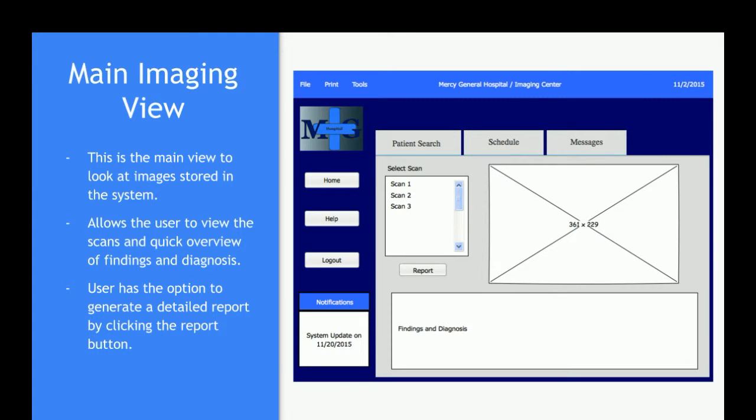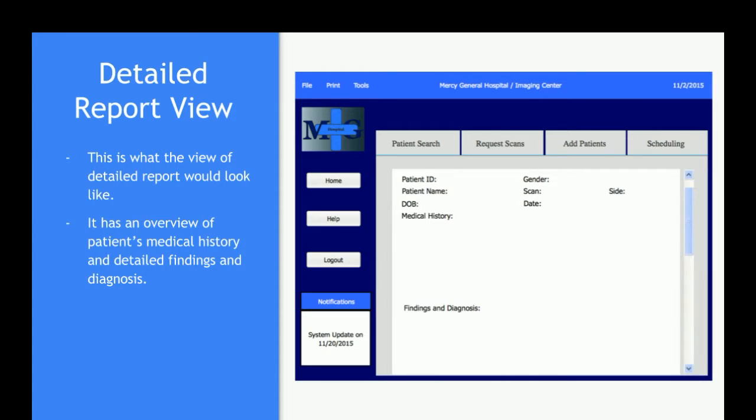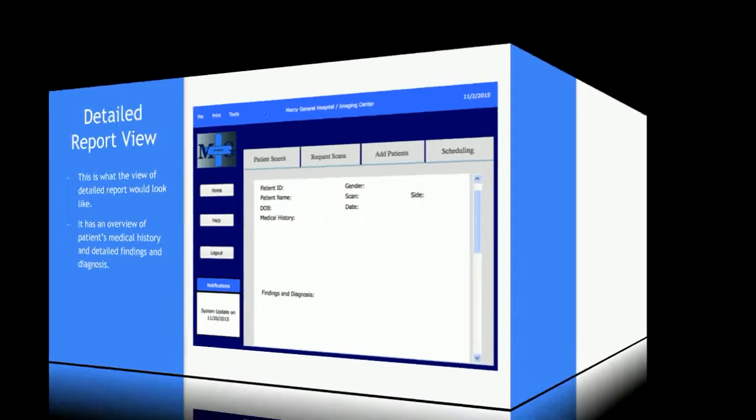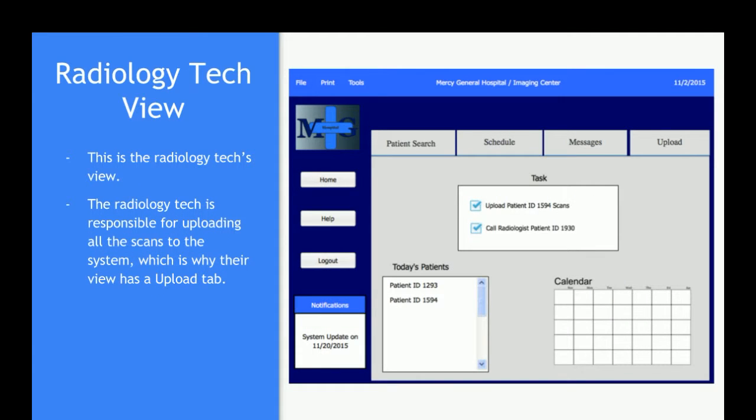This is the detailed report page, which can be accessed from the main imaging UI. This is a detailed report on the patient's imaging results, as well as an overview of the patient's medical history pertaining to the scans. This is the radiology technician's view, which allows the radiology technician to view the patients scheduled for imaging and view tasks for the day.